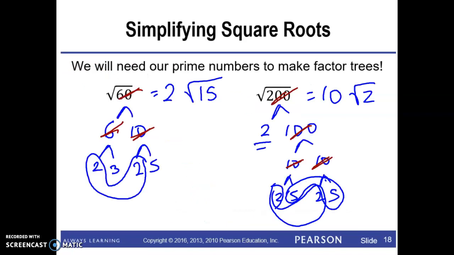Now that's different than the idea of using perfect square numbers up here, because what happens in these sorts of problems is you're supposed to be able to recognize that 60 is 4 times 15.